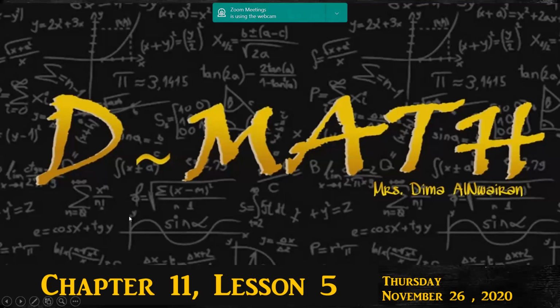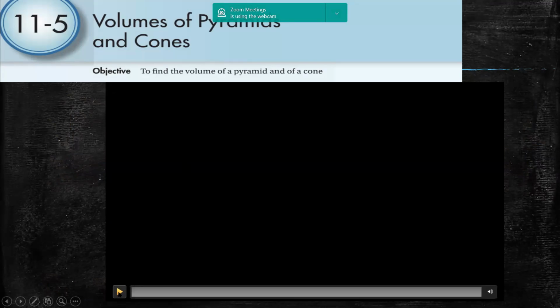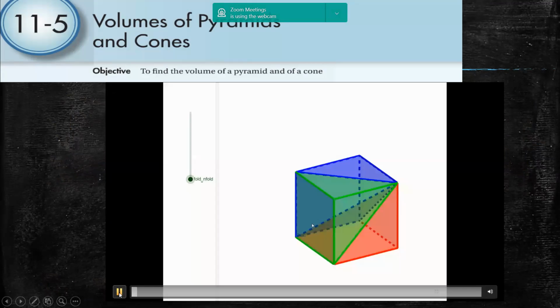Okay, good morning. Today our lesson, chapter 11, lesson 5, is talking about volumes of pyramids and cones. In this lesson, we learn how we can find the volume of the pyramid and a cone. Now let's see how. Before that, watch this video, please.